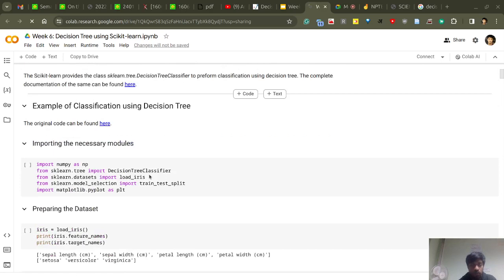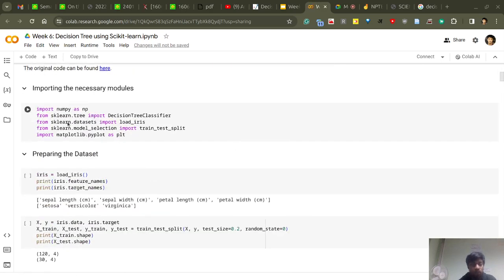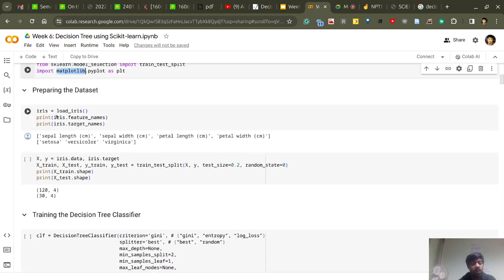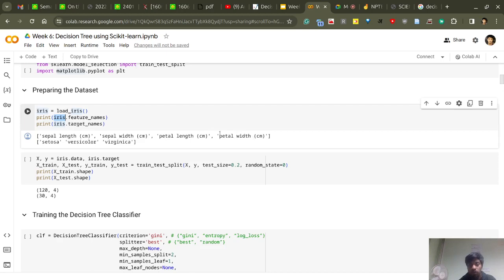In this specific example, we are first importing the libraries. We are using sklearn, and matplotlib to plot. We are getting the iris dataset. Iris is basically an image dataset. We have sepal length, sepal width, petal length and petal width. These four are the features, and based on them we have to find which flower it is.